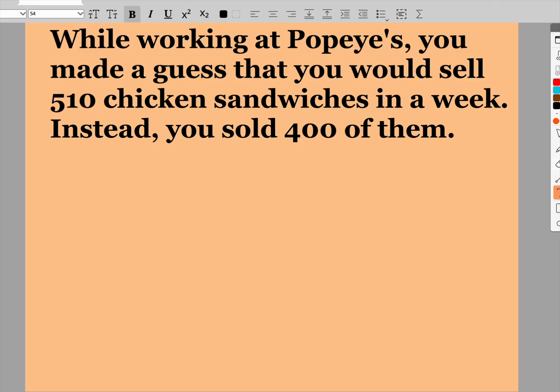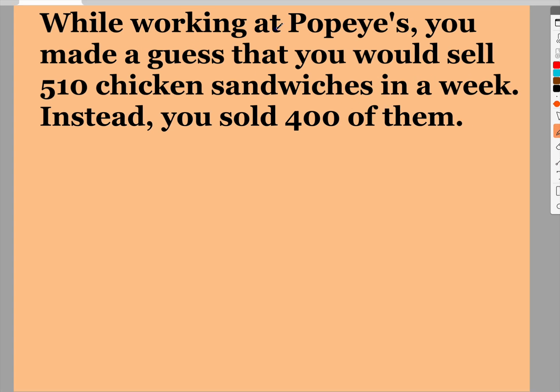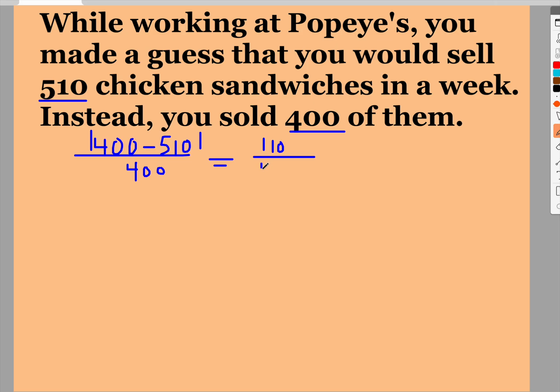Let's check out another one so we get more practice here. While working at Popeyes, you made a guess that you would sell 510 chicken sandwiches in a week. Instead, you sold 400 of them. Right away, I'm thinking, wow, 500 and 400, that's a big difference. So let's do our actual minus our estimate divided by the actual, 400. And remember, if I think of absolute value here, that might help. So absolute value of that, I get 110 over 400.